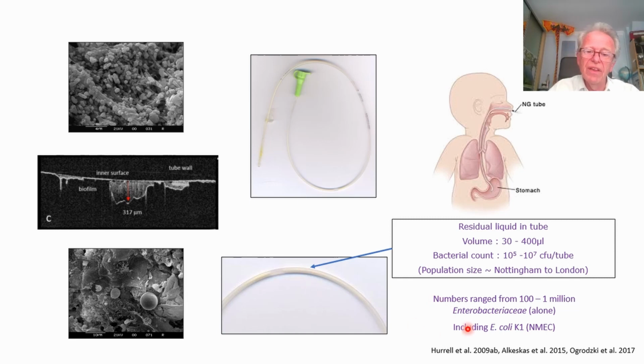And within that did include the neonatal meningitic E. coli, known as E. coli K1. And the paper is here if you want to look more up about E. coli K1 in these feeding tubes.